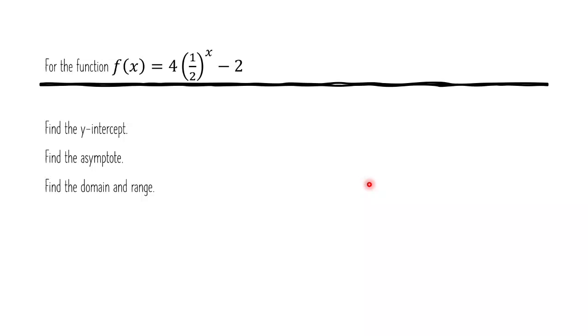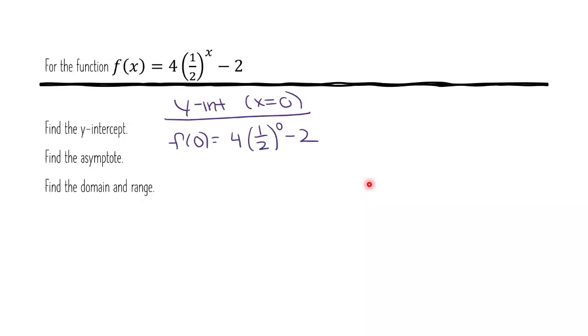To find the y-intercept, if I don't want to take the time to make a graph, I can always find a y-intercept by just plugging 0 in for x. And so I'm going to go ahead and do that. I'm going to plug in 0 for x, and that gives me 4 times 1/2 to the 0 minus 2. 1/2 to the 0 is going to become 1. So we've got 4 times 1, which is 4, minus 2, and that equals 2. So my y-intercept here is going to be located at the point 0, 2.